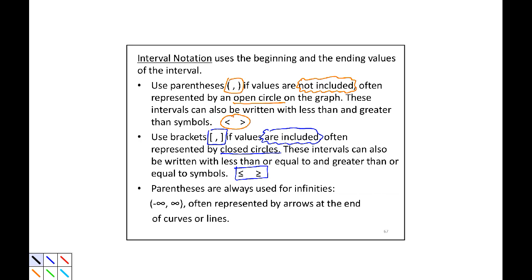It's kind of like going west. You can never actually get to west. You can just go that way. So that's what infinity is. So infinity is often represented by arrows at the end of a curve or line, meaning that it continues on indefinitely.